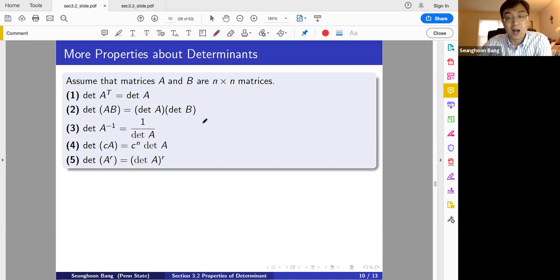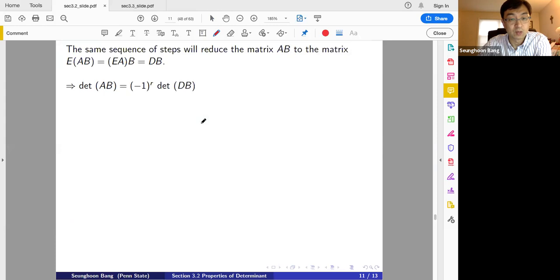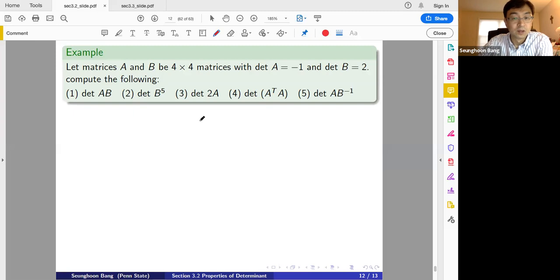I already proved these, so you can read them by yourself. I will explain the 3rd, 4th and 5th. You can read the first or second part by yourself. Here, A and B are 4 by 4 matrices, the determinant of A is -1 and the determinant of B equals 2. Compute the following.